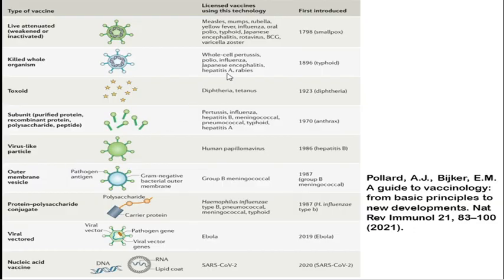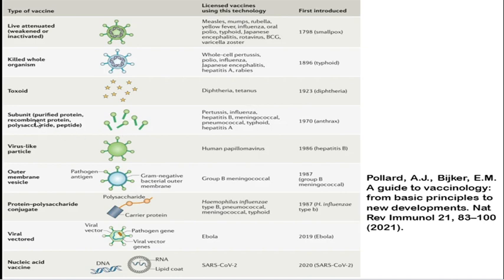Whereas if you take the hepatitis A vaccine or rabies vaccine, they are examples of killed whole organism vaccine. And examples of toxoid vaccine include diphtheria and tetanus. So a toxoid is a toxin protein which is produced by the bacteria. If you take diphtheria, which is caused by Corynebacterium diphtheriae, it produces a toxin called diphtheria toxin, and tetanus also produces a tetanus toxin.